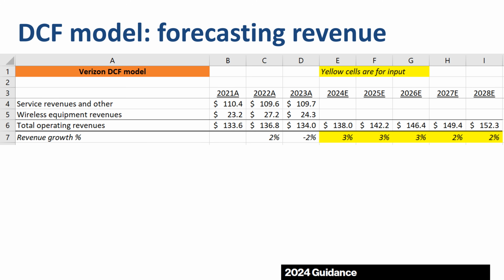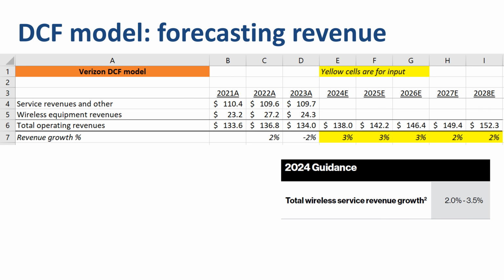For revenue growth, I have taken the 2024 guidance issued by the company and applied the higher end of the range for the first 3 years, and then the lower end of the range for the last 2 years. 2% long-term growth rate is also in line with the long-term growth expectation of the US economy. The shortcut that I'm taking here is that the guidance is for wireless service growth, while I assume that the wireless equipment revenues grow at a similar rate, even though we know that these upgrades, replacements, and device additions are more of a lumpy business.